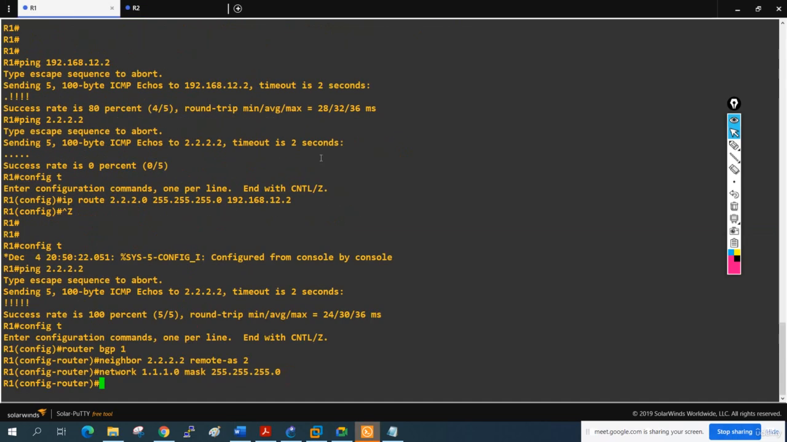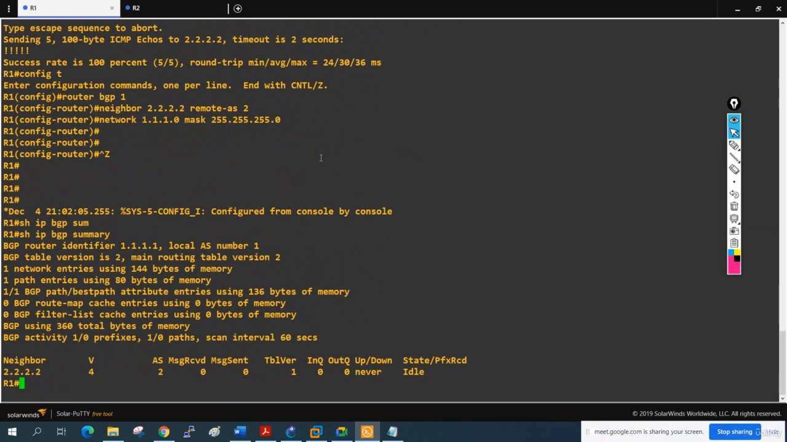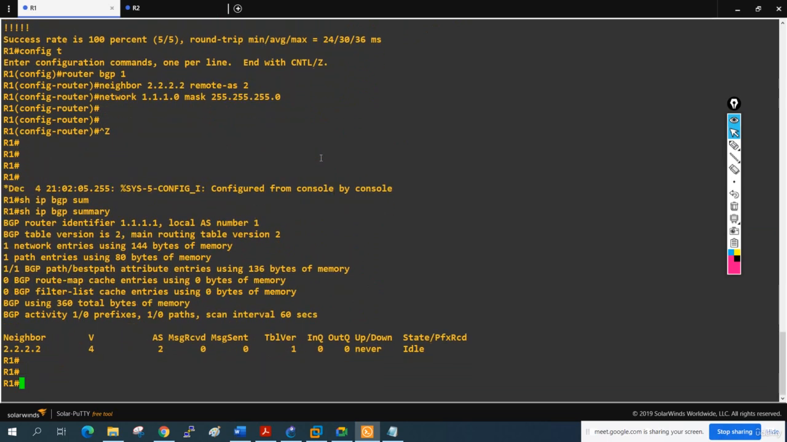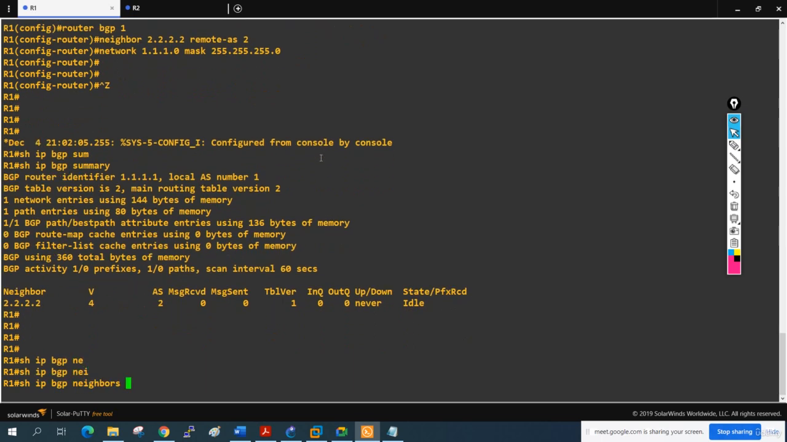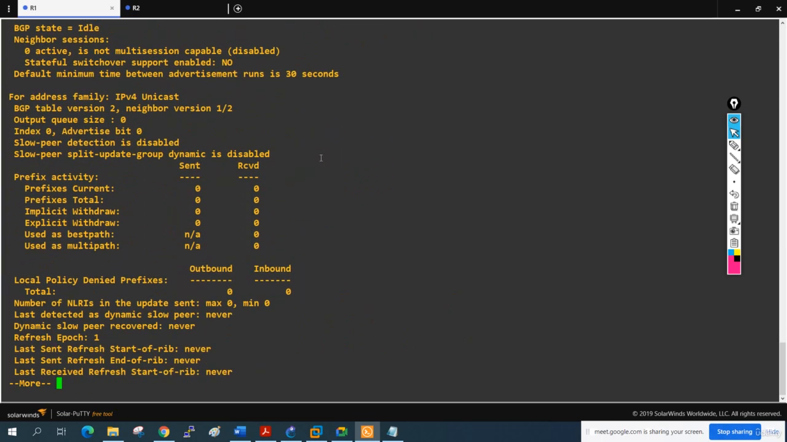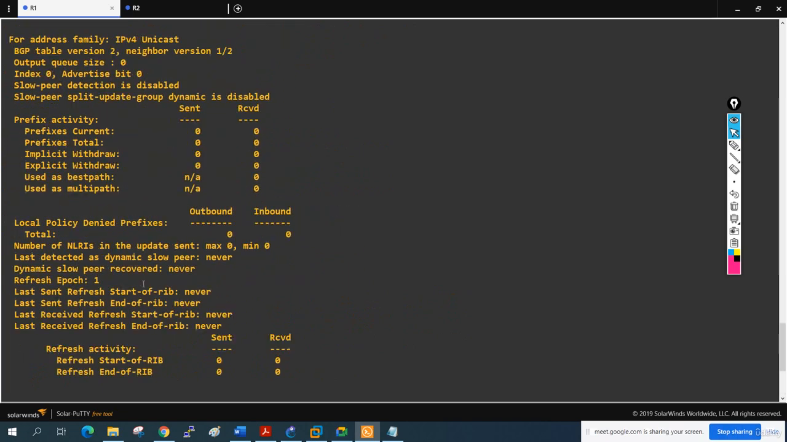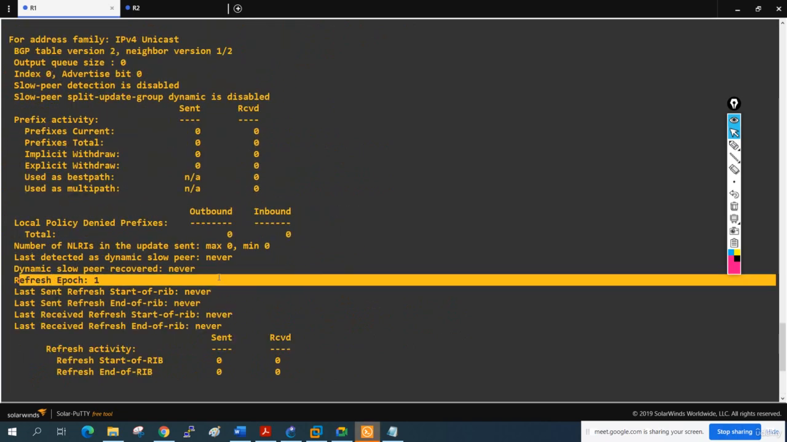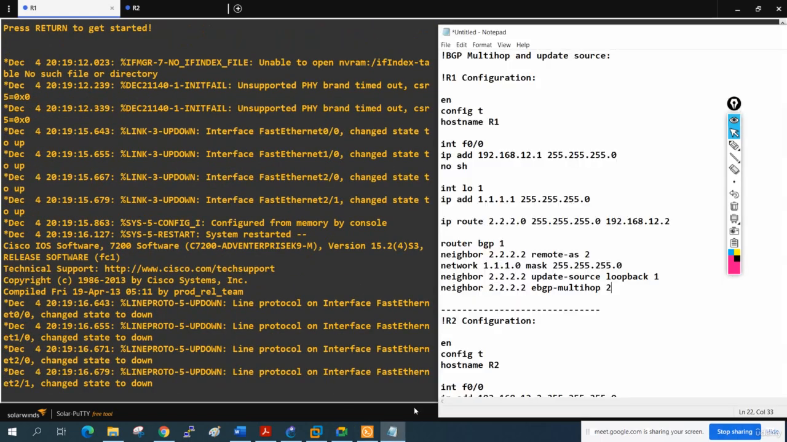I will write here, show IP BGP summary. So when we show IP BGP summary, show IP BGP neighbor, now we should have the TTL value should be 1. It is not showing here because they still did not form the neighborship. Anyhow, I will paste the command and I will show you.